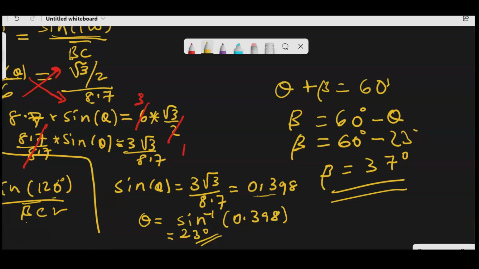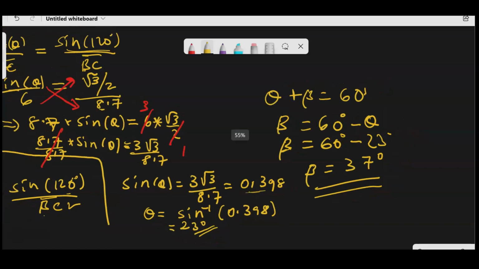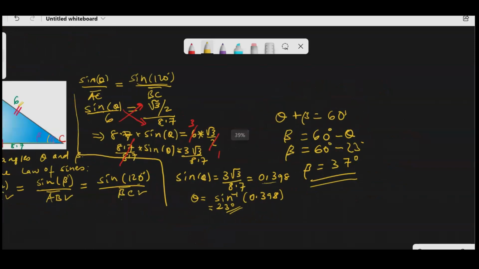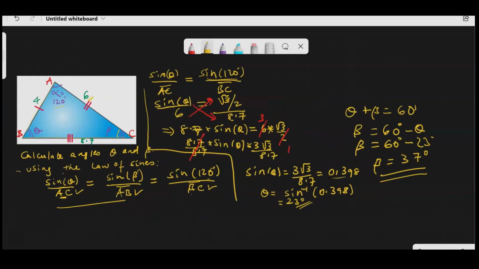So in general, for any non-right angle triangle, we can use the rule of sine and cosine to calculate any missing angles and sides of any triangle.